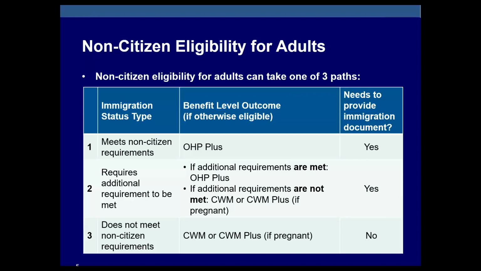For number two, if the immigration status is one where an additional requirement must be met, the individual would be OHP Plus eligible if an additional requirement is met and all other eligibility requirements are met. Otherwise, the individual will be eligible for CAWEM or CAWEM Plus if pregnant, and regardless of the benefit level outcome, these individuals must provide information about their immigration documentation for verification purposes.